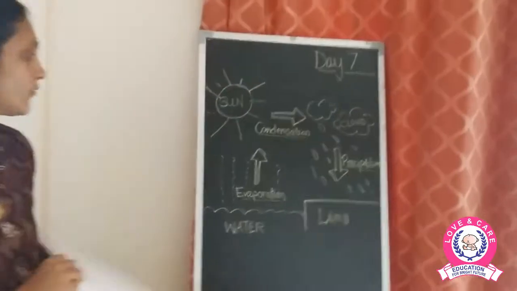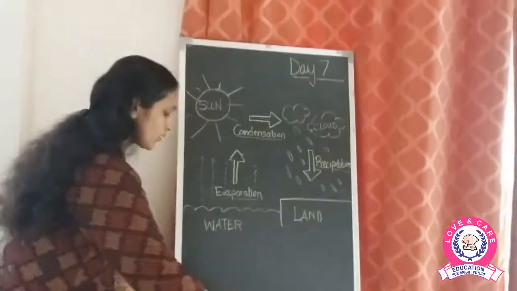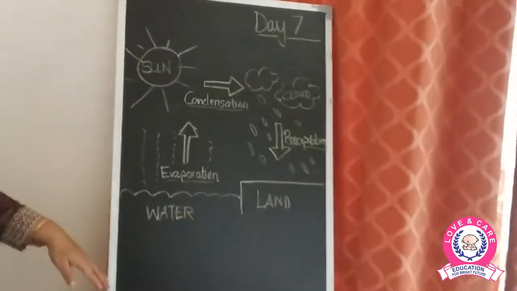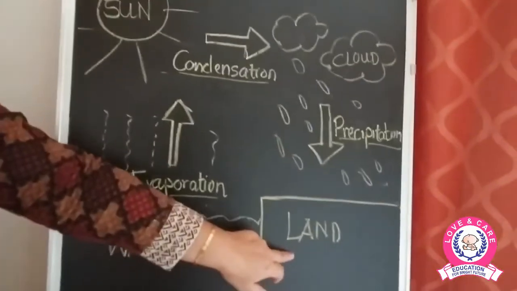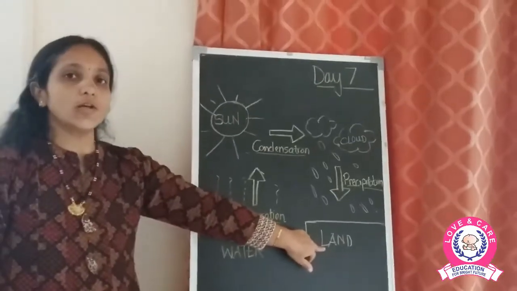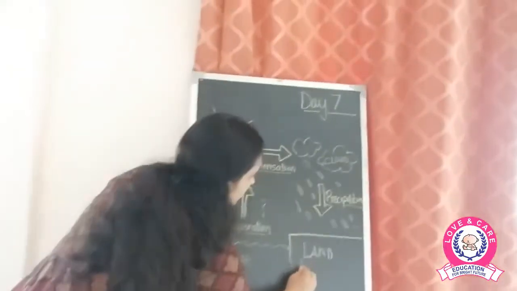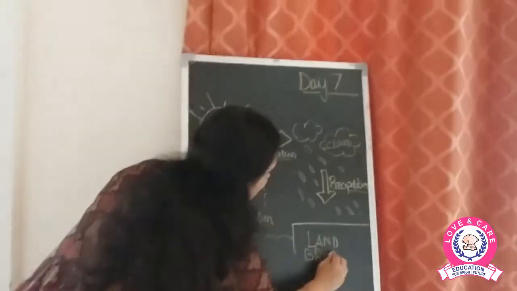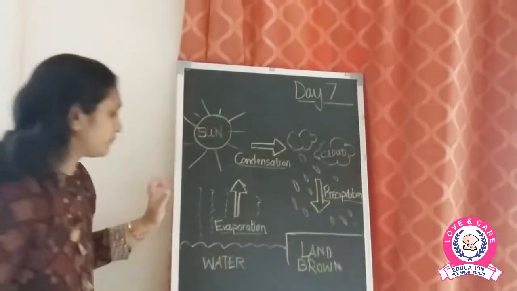So I have already done it for you on the board. Okay children, first we'll just learn what is this. This is a land. What is this? Land. Now land ka matlab zameen. So land will be which color? It should be brown color. So you have to color it brown.